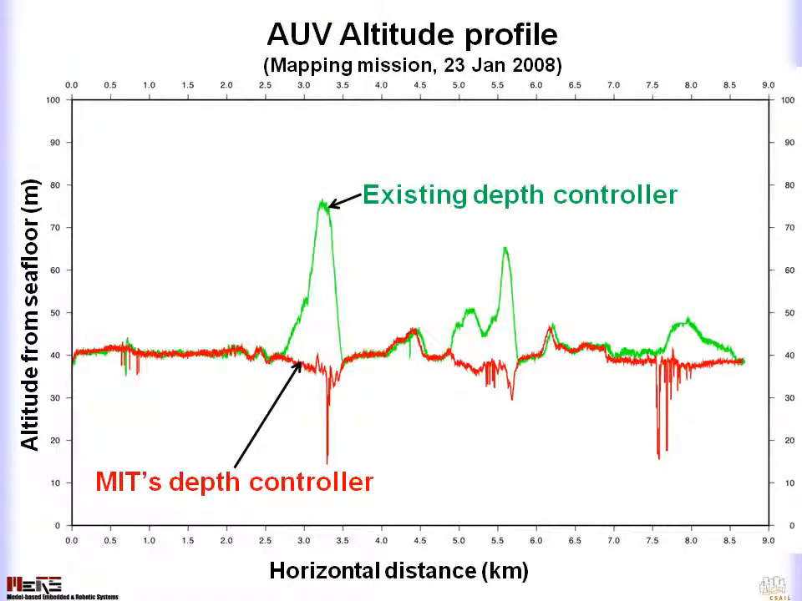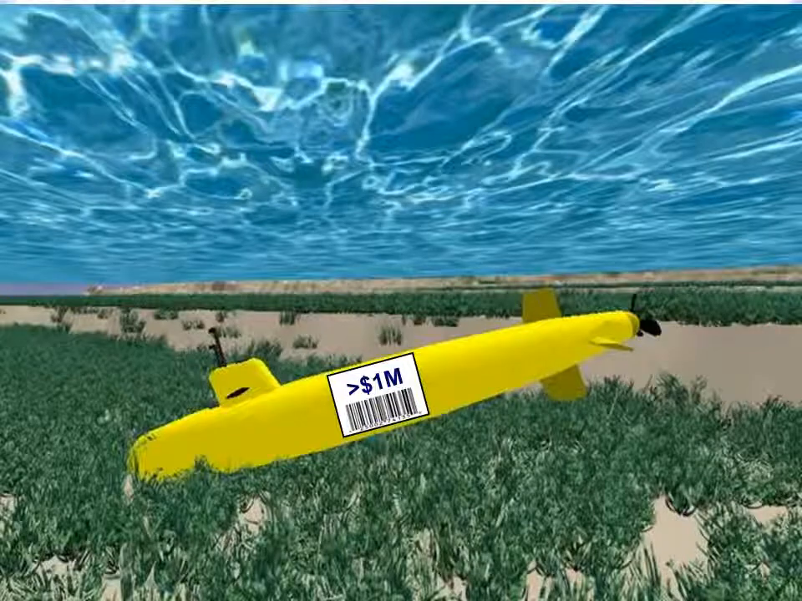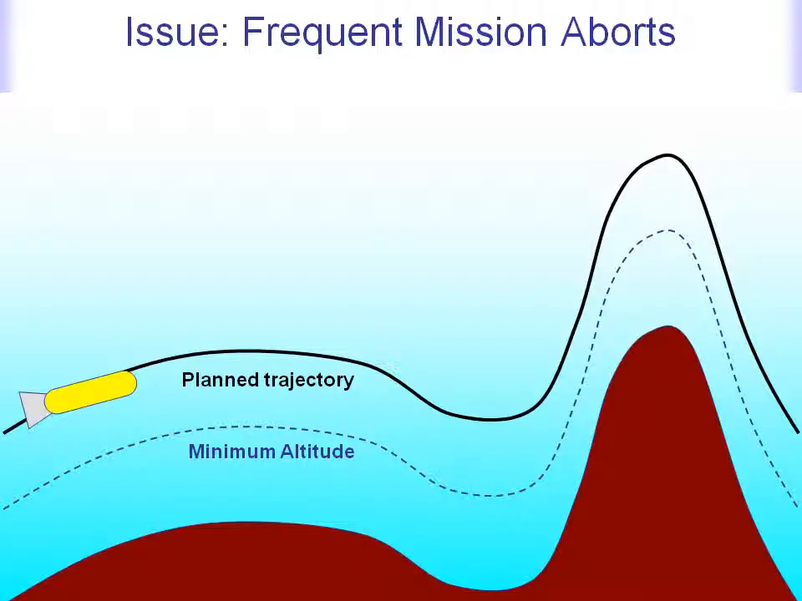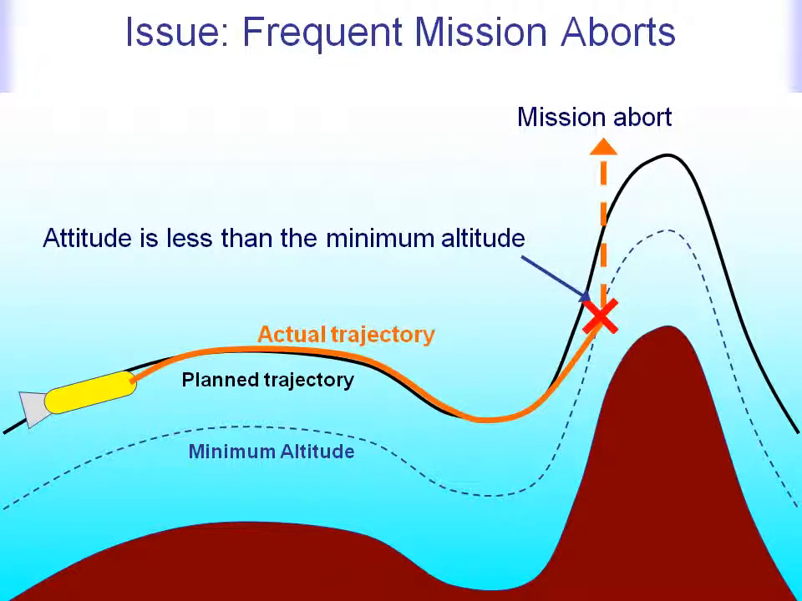This graph shows that our algorithm is more successful at maintaining the proper altitude above the seafloor. However, there is uncertainty in the position of the underwater vehicle due to unpredictable water movements and control errors. In order to avoid losing the expensive vehicle, a minimum altitude above the seafloor is prescribed for each mission. The mission aborts if the vehicle gets too close to the seafloor.